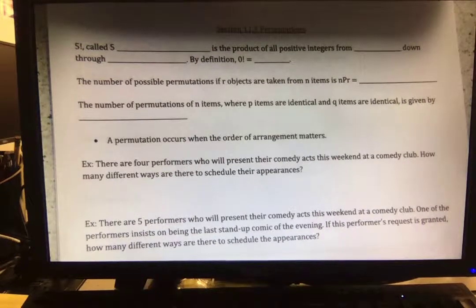All right, so let's do 11-2. 11-2 is about permutations. So we have 5 exclamation mark. That's not really a technical term. It's called 5 factorial.